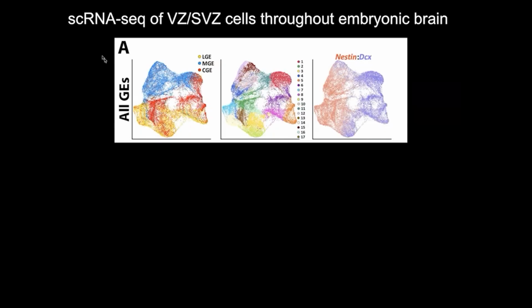One quick tangent. So what I've shown so far is the single cell ATAC data. As I mentioned, we've also performed single cell RNA-seq. In this case, instead of looking at accessibility, we're looking at gene expression.